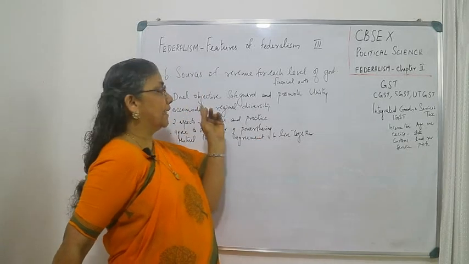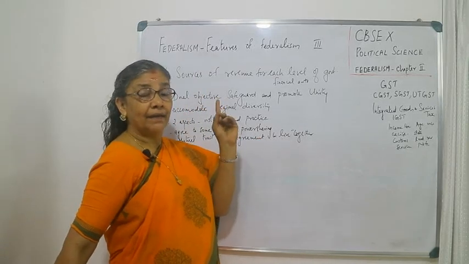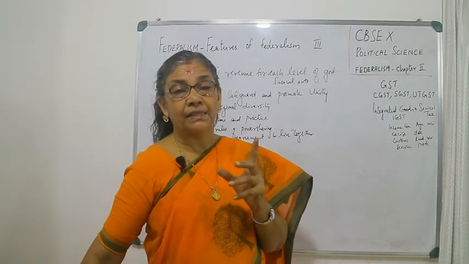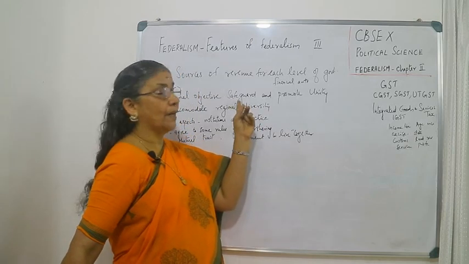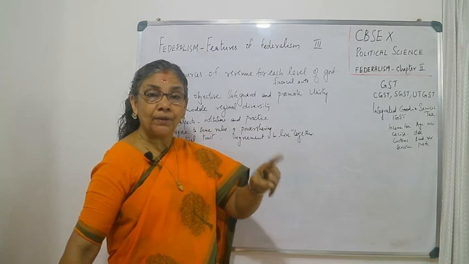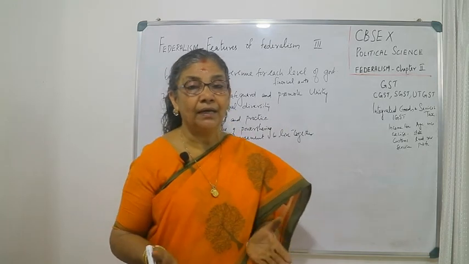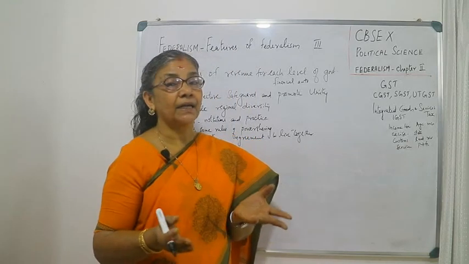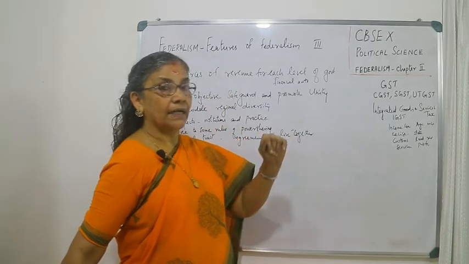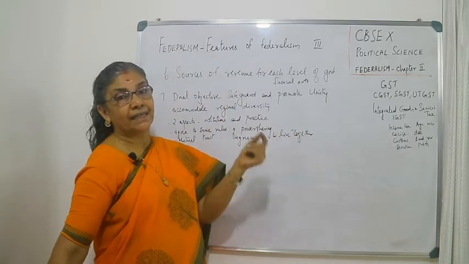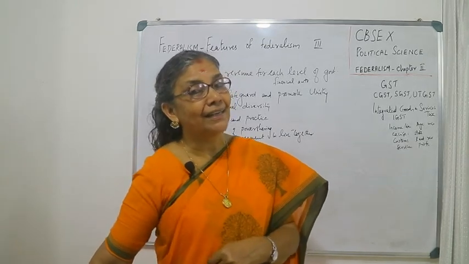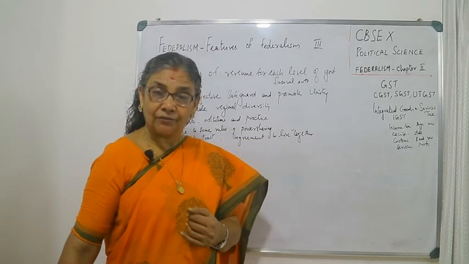And the 7th point is that in federalism we have dual objectives. What are they? First, we have to safeguard and promote the unity of our country, as India is one. And at the same time, accommodate regional diversity. Regarding the regions, you learned in geography last year.